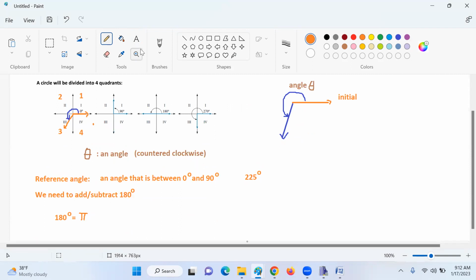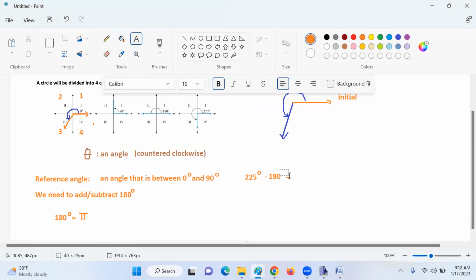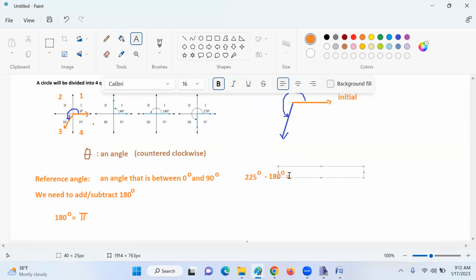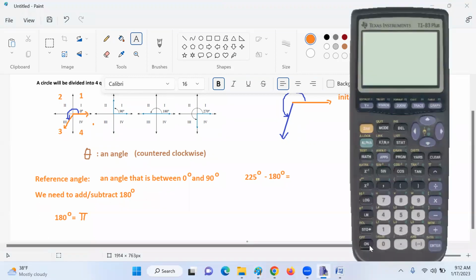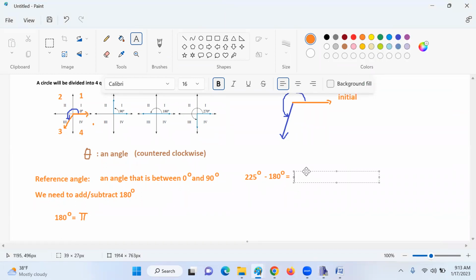In other words, if we have 225, then you just subtract 180, and it's going to hold pretty much the same characteristics as 180. So we can use a calculator. We can take 225 minus 180, and then we can simply say the reference angle for 225 is 45 degrees. Okay, so that's that.